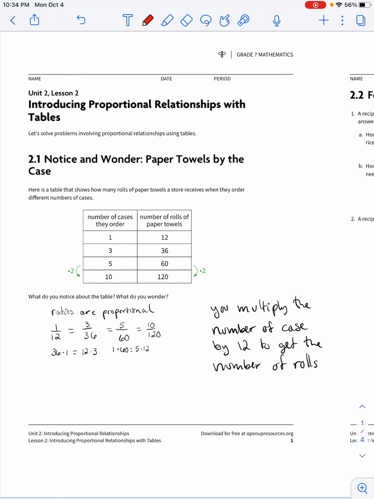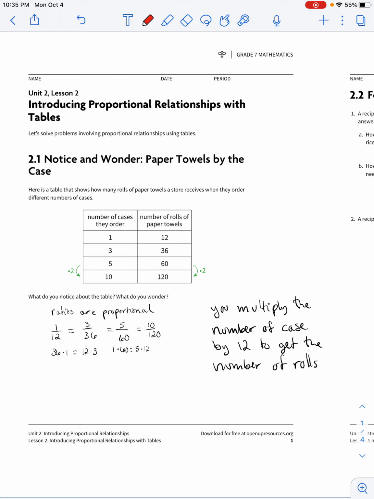All right, we're going to look at proportional relationships using tables and just kind of see some of the properties that we see as we fill out the tables of proportional relationships. So this first one just shows paper towels by the case. In the table, if you have one case, you get 12 rolls. 3 cases, you get 36 rolls. 5 cases, you get 60 rolls. And 10 cases, you get 120 rolls.